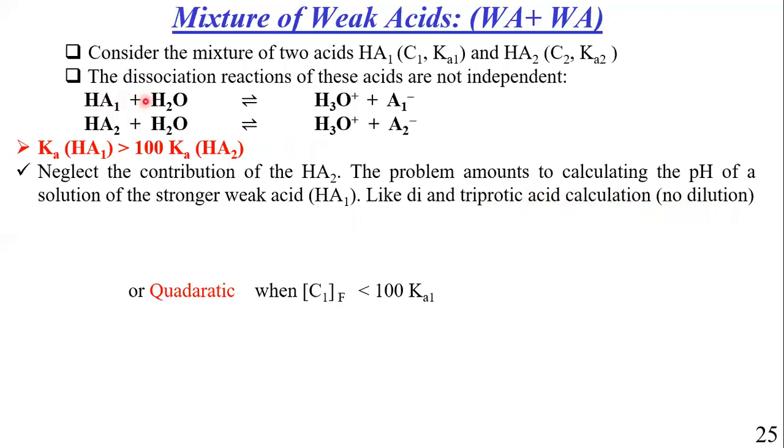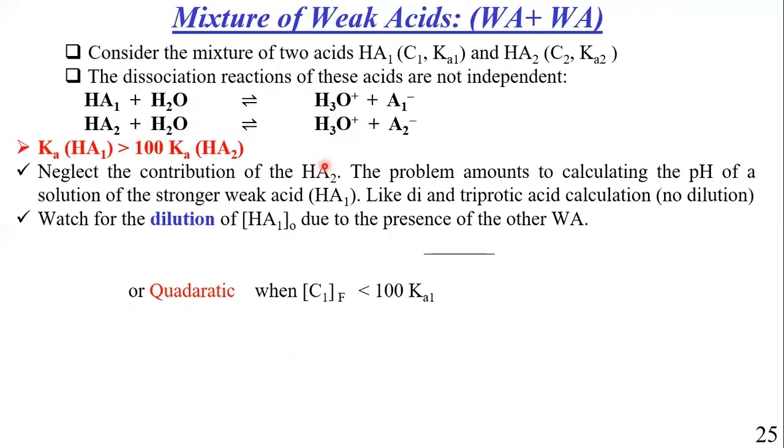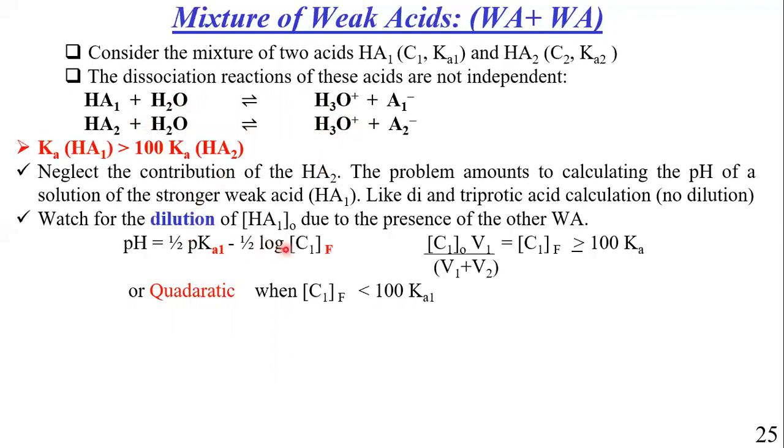Okay, so let's say we considered only the first equation to calculate H3O+, because now the second equation is negligible for H3O+ calculation. But we have to watch out for dilution. What does that mean? That means if indeed the concentration of this acid HA1 is greater than 100 Ka, what concentration am I looking at? I'm looking at the diluted concentration. So you have to do a dilution first for this concentration. Get the new one, which is the old concentration, initial, times the volume divided by total volume of solution.